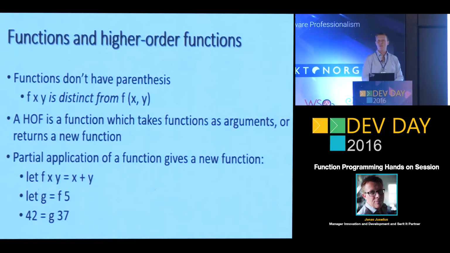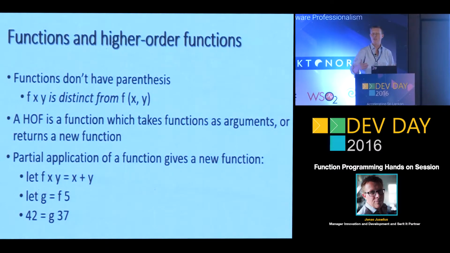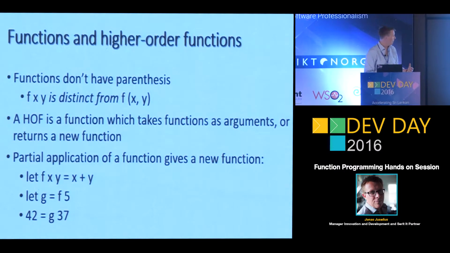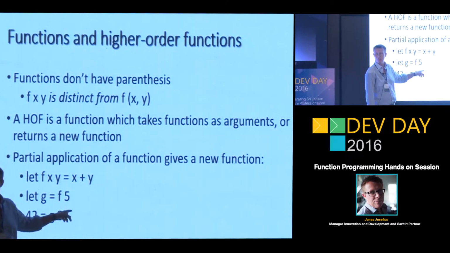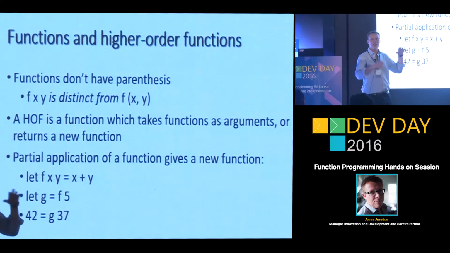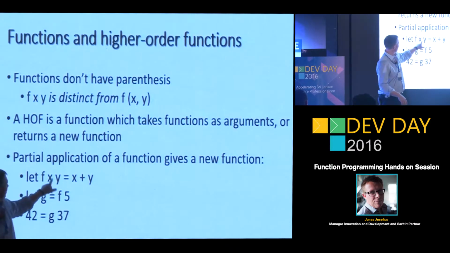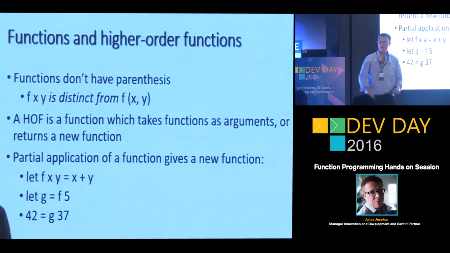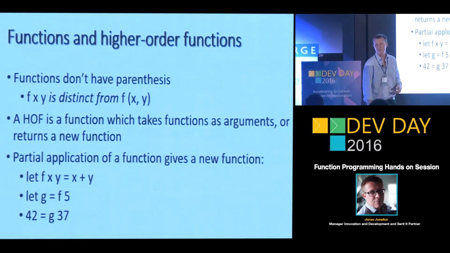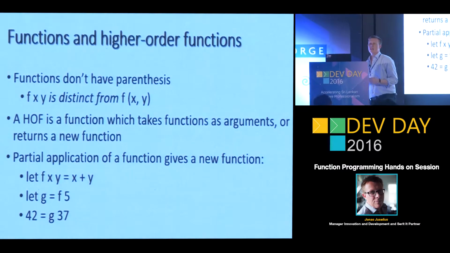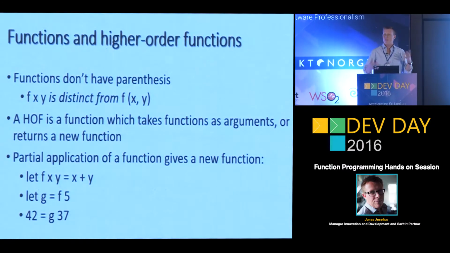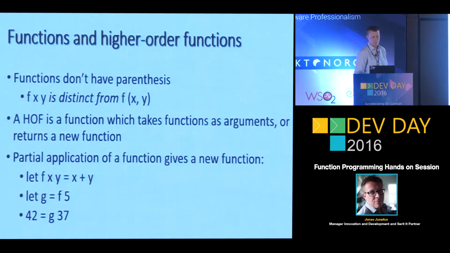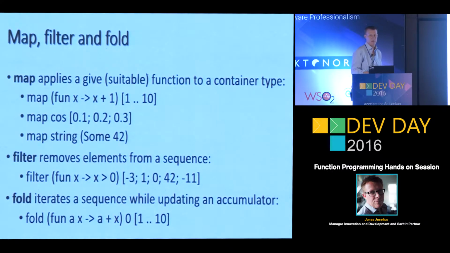So if you don't give enough arguments to a function, what you will get back is a new function. So f 5 produces a new function, and it stores internally the x with the value of 5. So it remembers the 5. And this is used extensively in a lot of functional programming. It's sort of confusing in the beginning, but it's a very powerful thing.